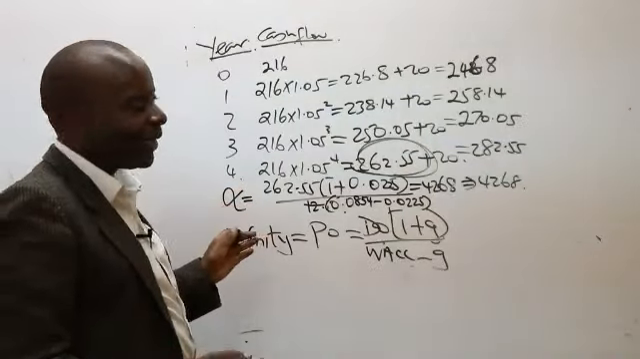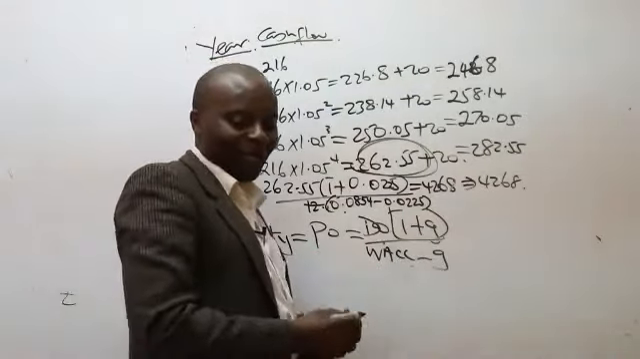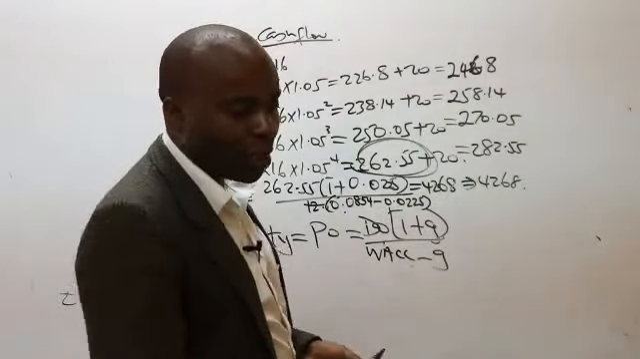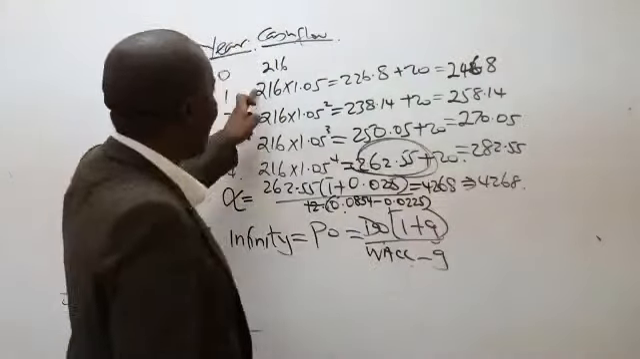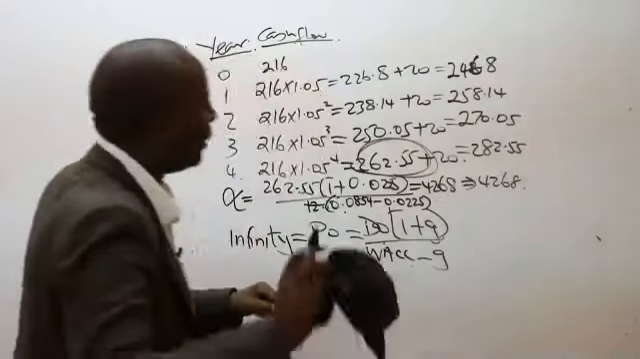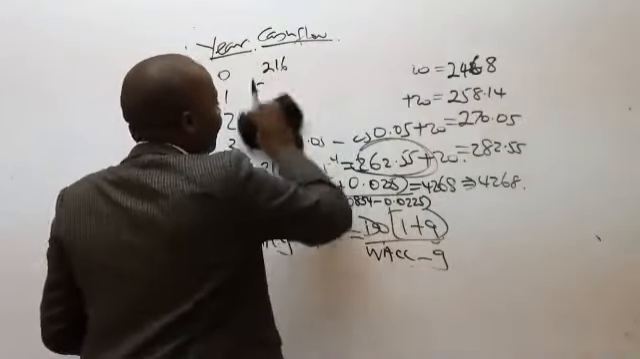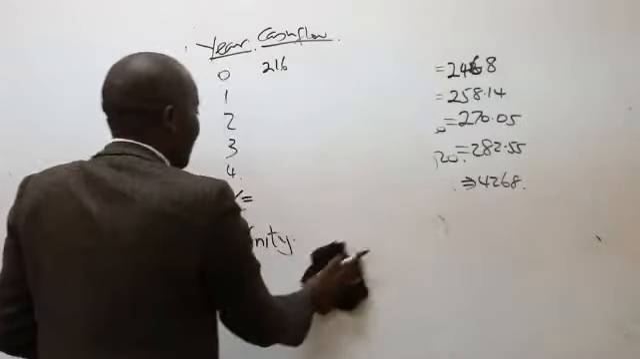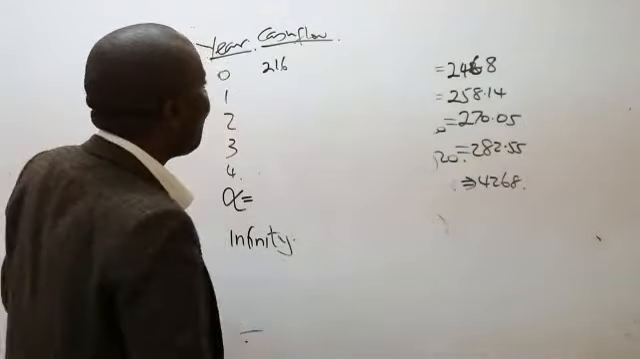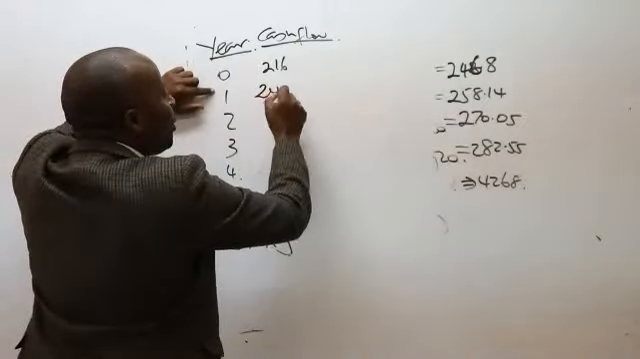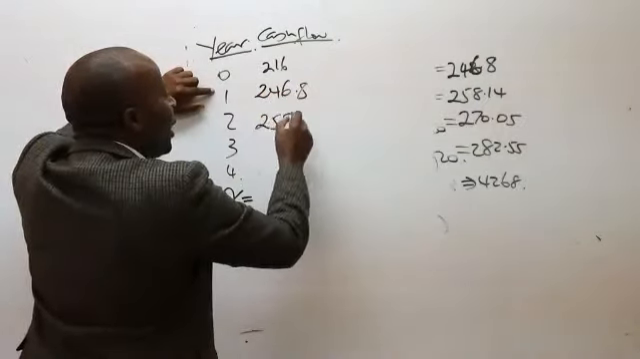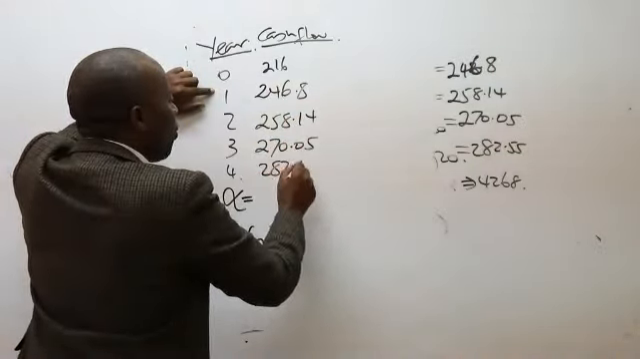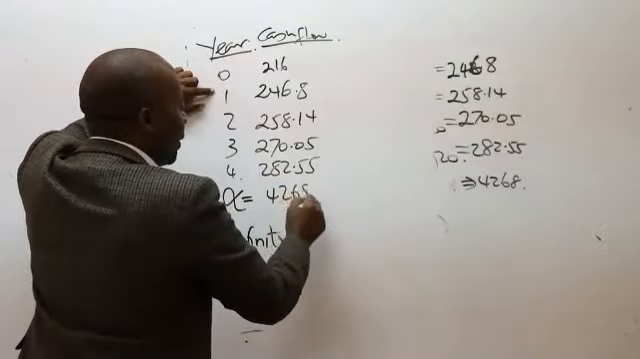And then, ladies and gentlemen, my work really will be about discounting these figures. So it'll allow me to come and write my figures here. I can rub this, and then have my new figures here: 246.8, 258.14, 270.05, 282.55, and then we have 4268 like that.